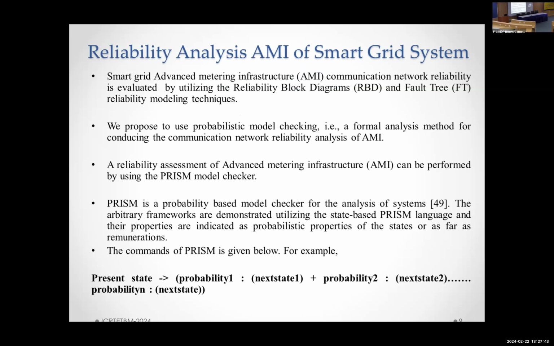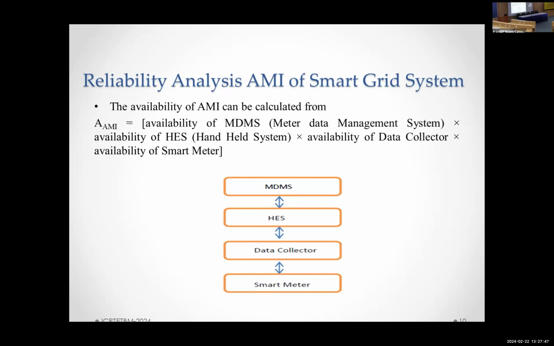These things are present in the advanced metering infrastructure. We are verifying this advanced metering infrastructure with the help of the PRISM model checker. PRISM is basically a probability-based model checker. It has a well-defined language and syntax, and with the help of that syntax and language, you can identify the various states of your system. This is the basic architecture of your advanced metering infrastructure.